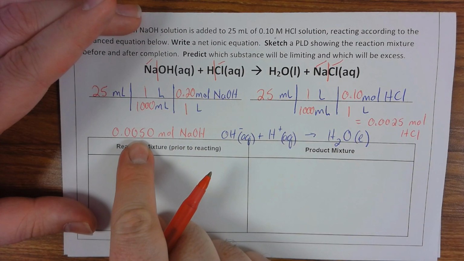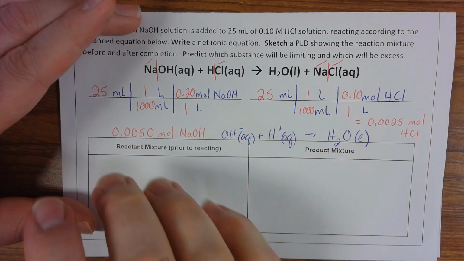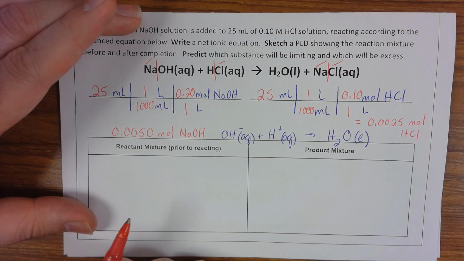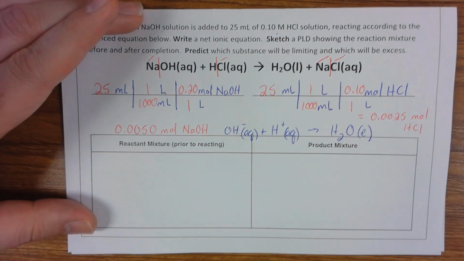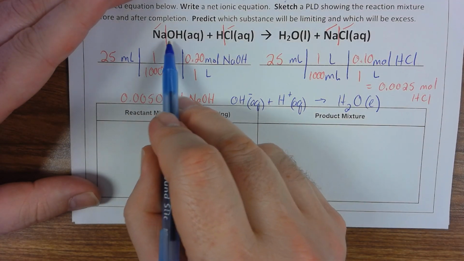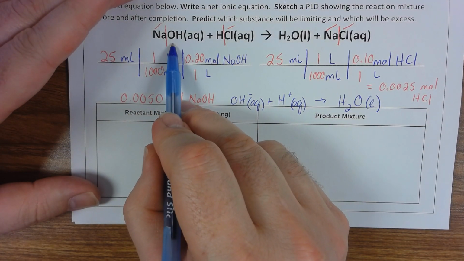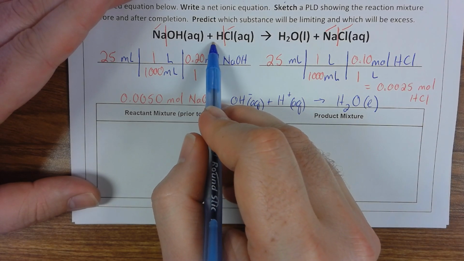And this is important because the first thing you should notice is that you've got twice as much sodium hydroxide as you do HCl. So when I draw my diagram right here, I'm going to draw twice as much NaOH for every HCl. So let's get to that. Now the problem is I'm not going to draw NaOH as NaOH. I need to show it as dissociated. Same with the HCl here.